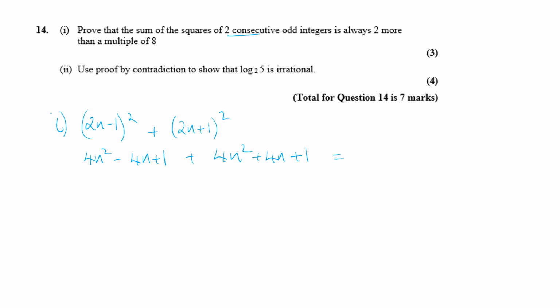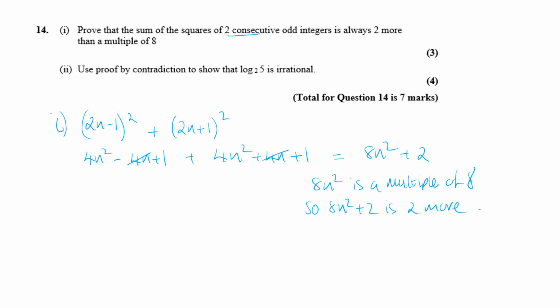So this all adds to 8n squared. The 4n's will cancel and we'll have plus 2. And 8 times anything is going to be a multiple of 8. So 8n squared is a multiple of 8, so 8n squared plus 2 is 2 more. So that is part 1.